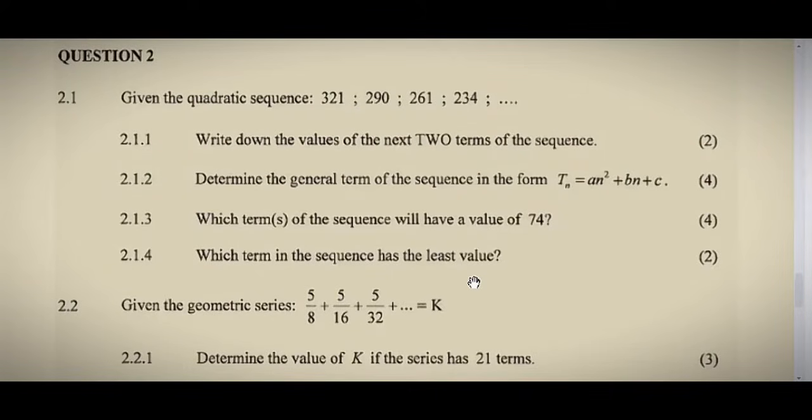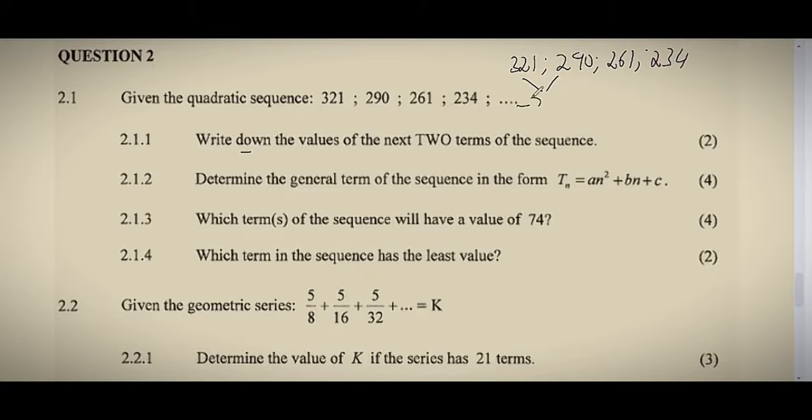Okay, now let's look at this one. We are given the quadratic sequence 321, 290, 261, and 234. They say write down the value of the next two terms. So we have 321, 290, 261, and then 234. Right. Now we know first difference, 290 minus 321.